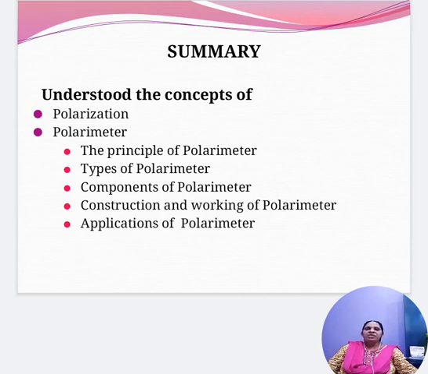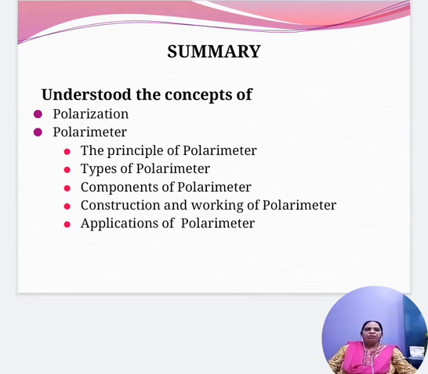Polarimeters are used in thin films and surfaces, where they are commonly known as ellipsometers. They are used in remote sensing applications such as planetary sciences and weather radars, and they are used to measure various optical properties of materials. So these are some of the applications of polarimeters.